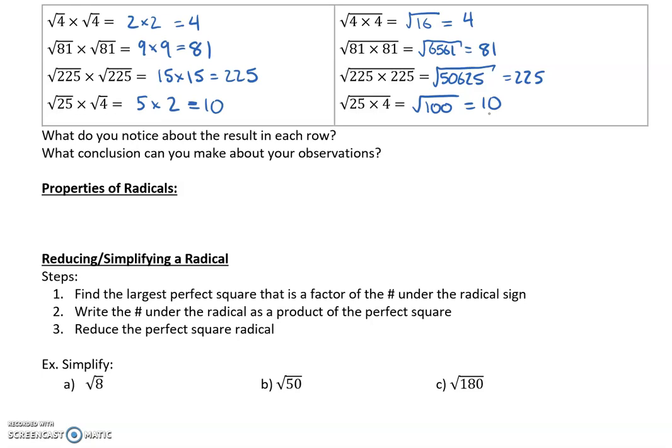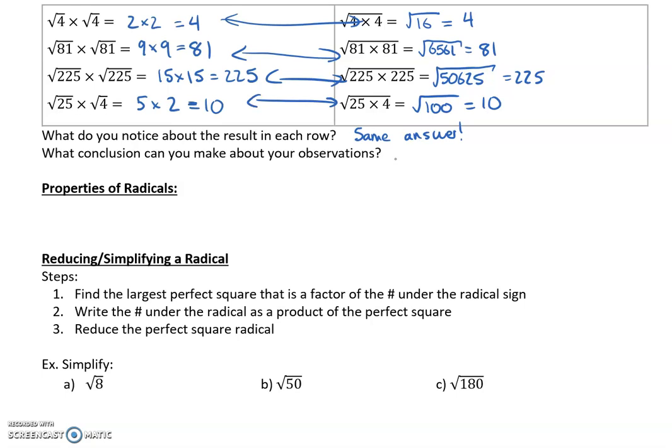What do you notice about the result in each row? Well, hopefully you see that it's the same answer. If we compare each of these, this to this, and this to this, all the way down, you can see that those give you the same answer. Well, that's all well and good.